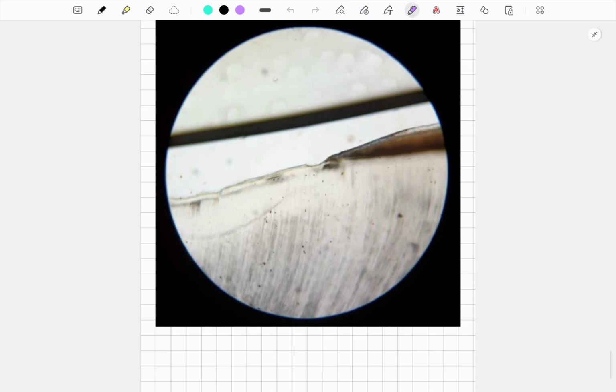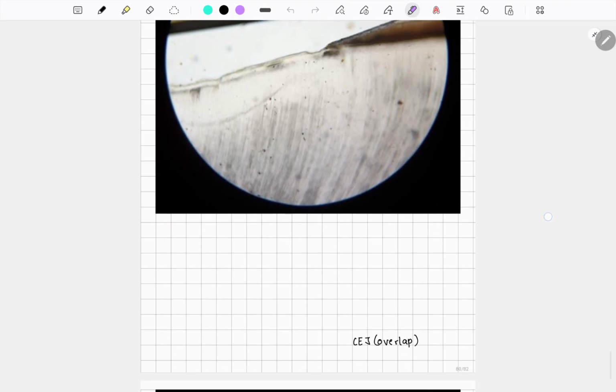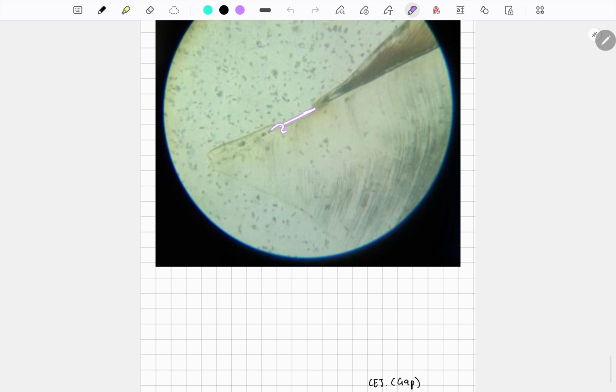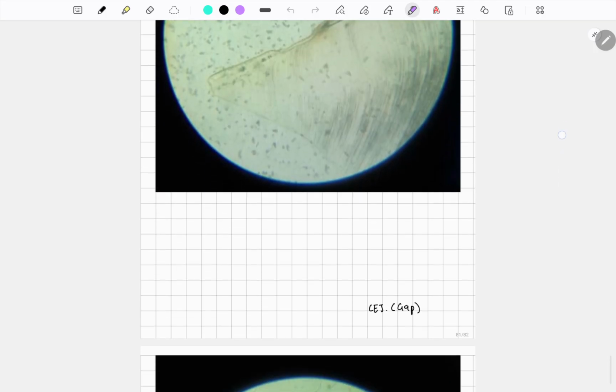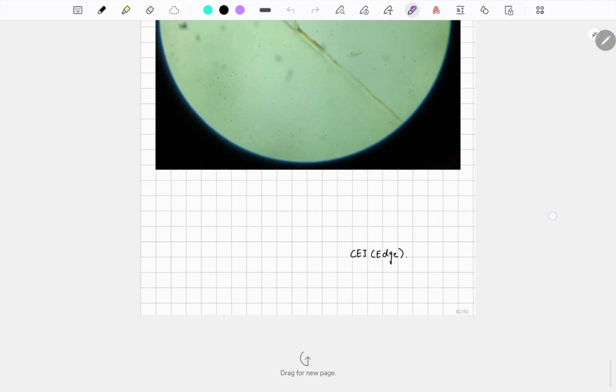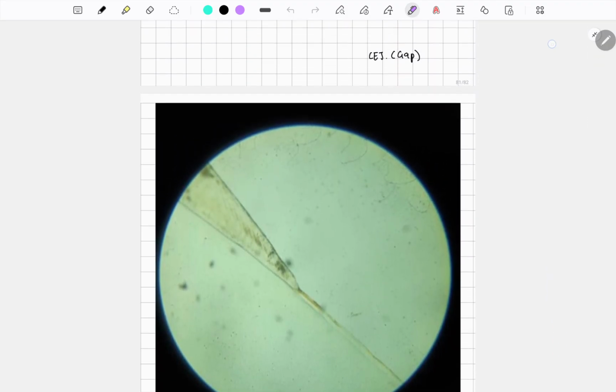Moving on to next, this is cemento-enamel junction. You can see over here it is getting overlapped. So this is overlap type. Over here there is gap. This is the gap. This is the cementum and this is the enamel. So this is the gap where dentine is exposed. So this is gap type CEJ and this is edge to edge type. Just it is touching the enamel. The cementum and the enamel are just touching. This is edge to edge type of CEJ.